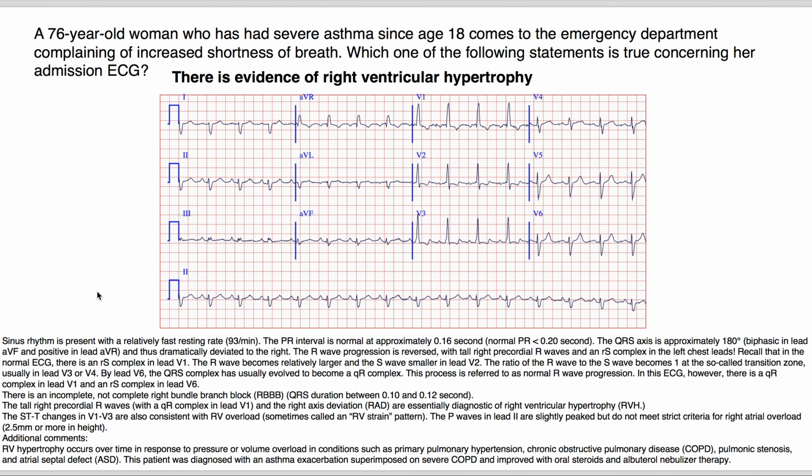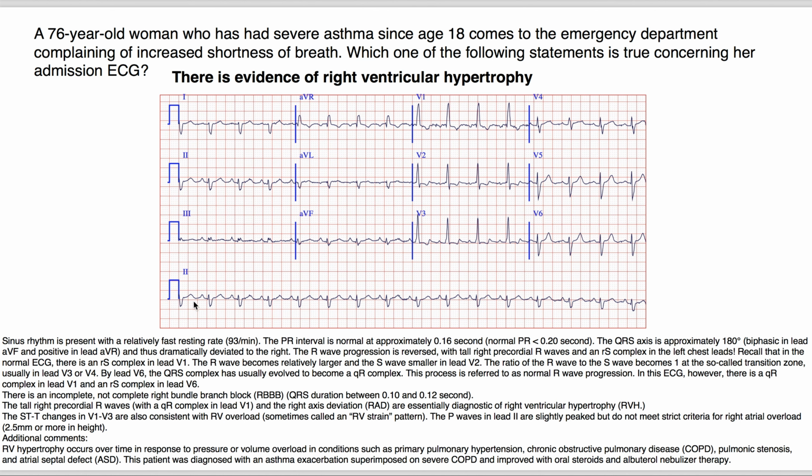A 76-year-old woman who has had severe asthma since age 18 comes to the emergency department complaining of increased shortness of breath. Which one of the following statements is true concerning her admission ECG? The answer: there is evidence of right ventricular hypertrophy.